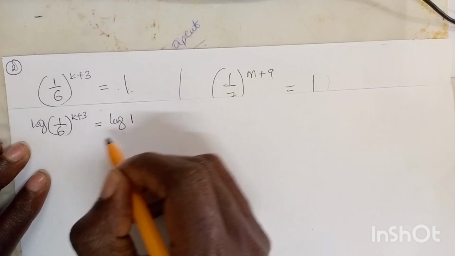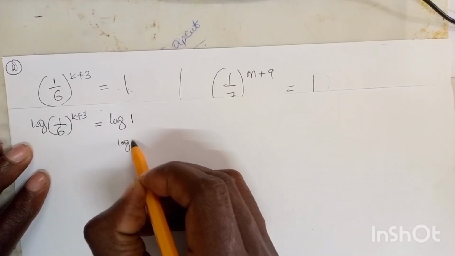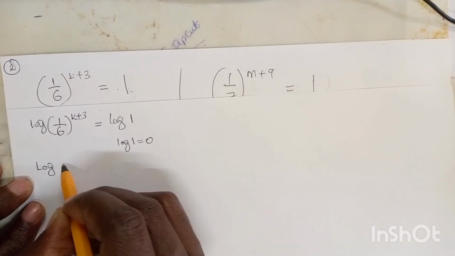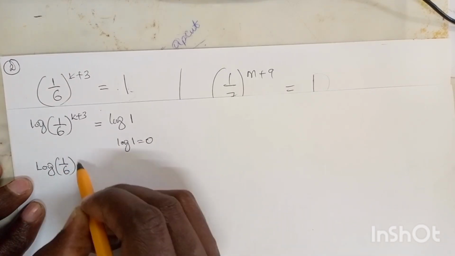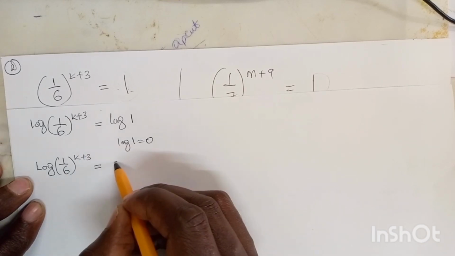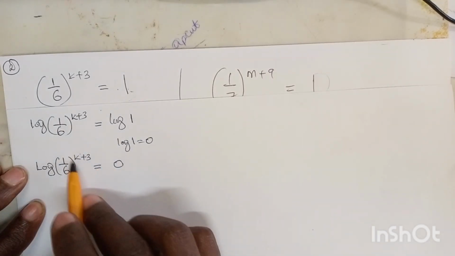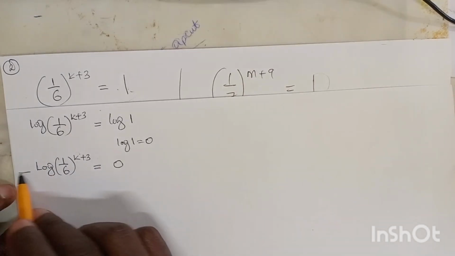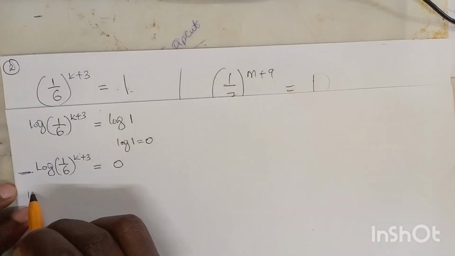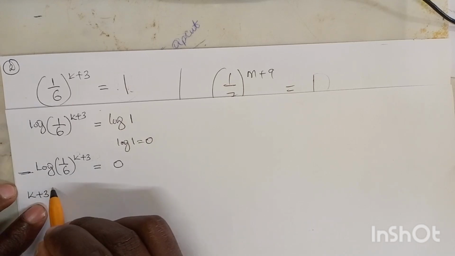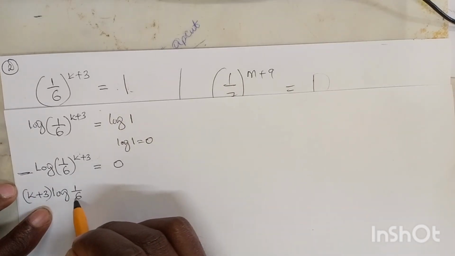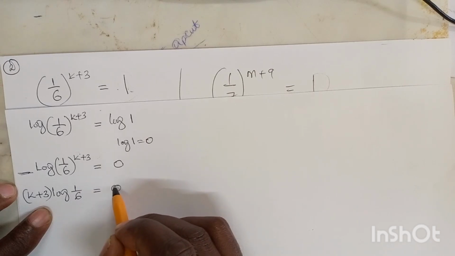1. Now, log 1 usually equals 0. So you shall have log (1/6)^(k+3) equals 0. And again, this power here shall be brought down, so we shall have (k + 3) times log 1/6 equals 0.